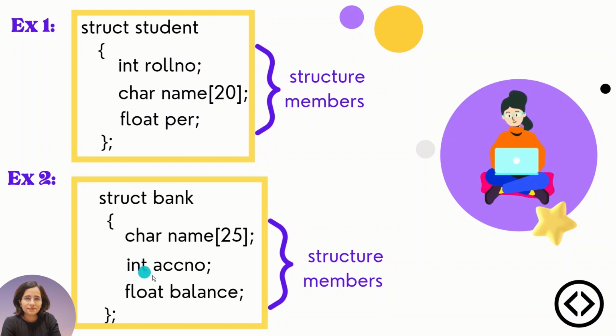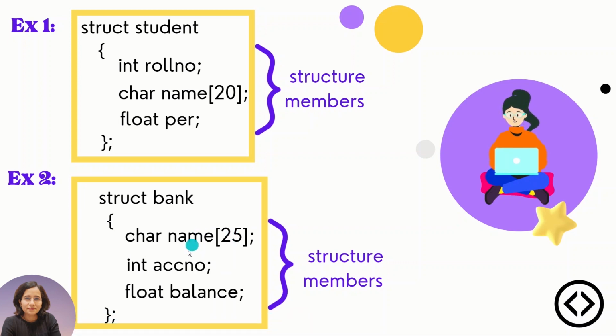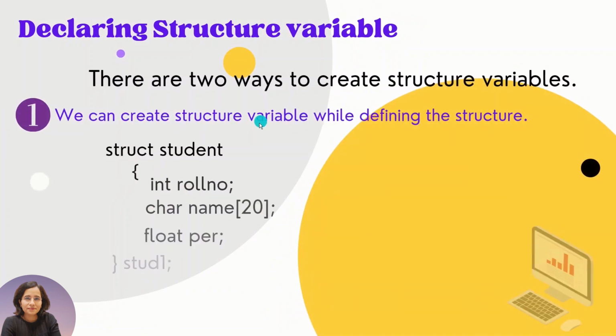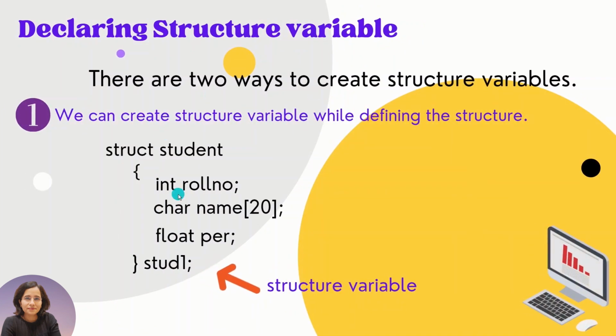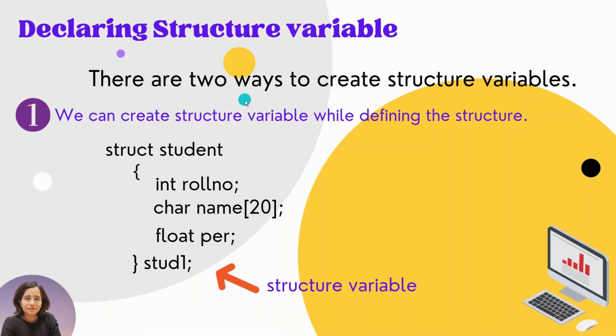Here I have considered one more example. Here I am creating one structure of bank where we are storing some data related to a customer, name, account number and balance. Now let's consider how to declare a structure variable. To access the structure member, we should declare one variable, and using this variable we can access these members. So there are two ways to create a structure variable.